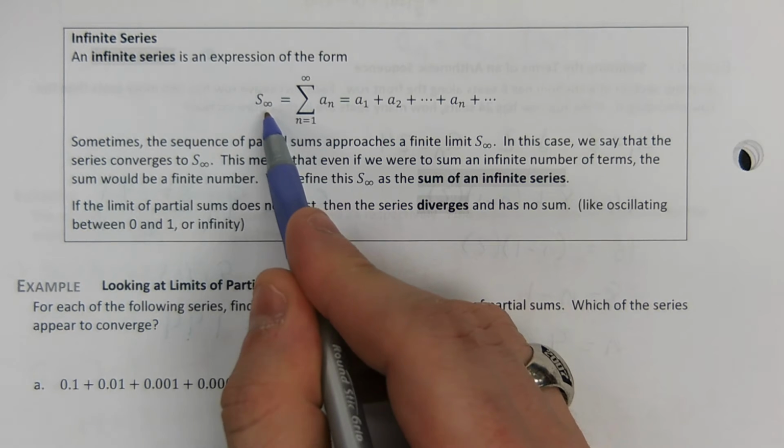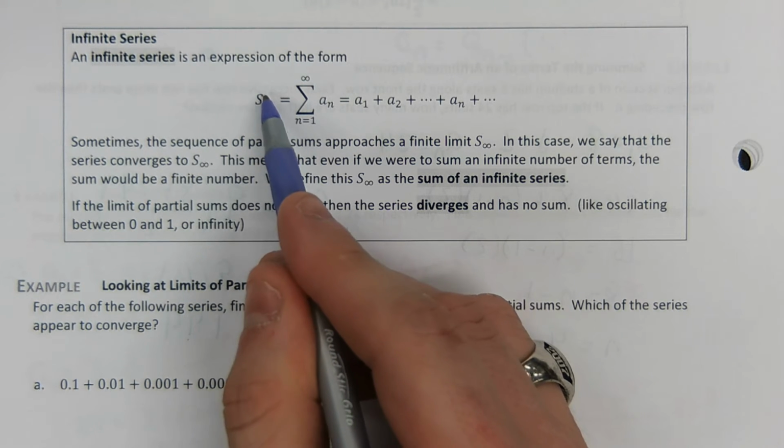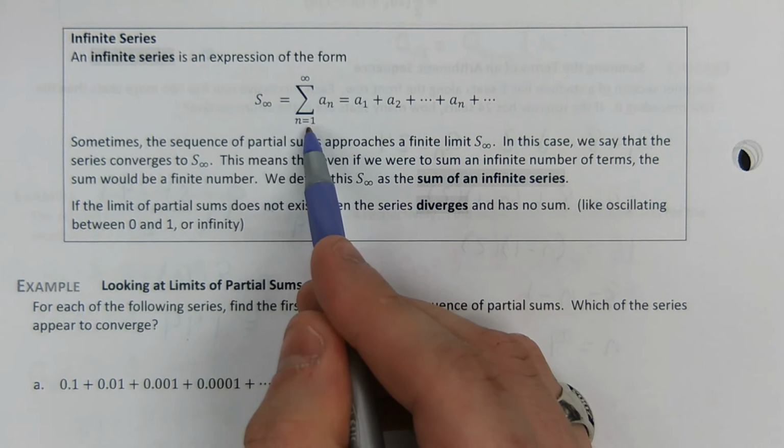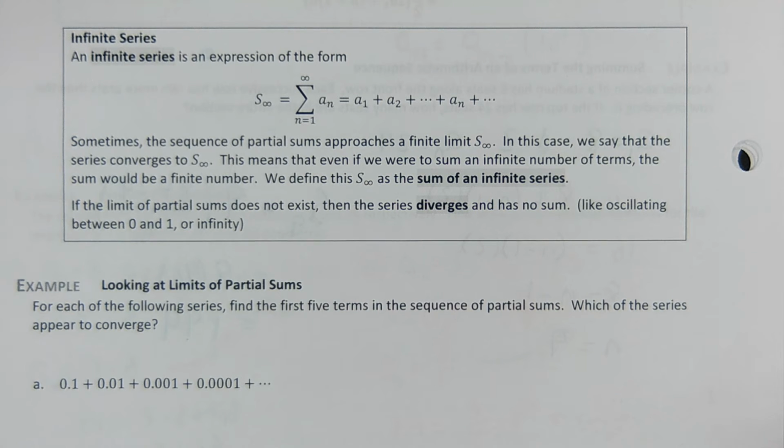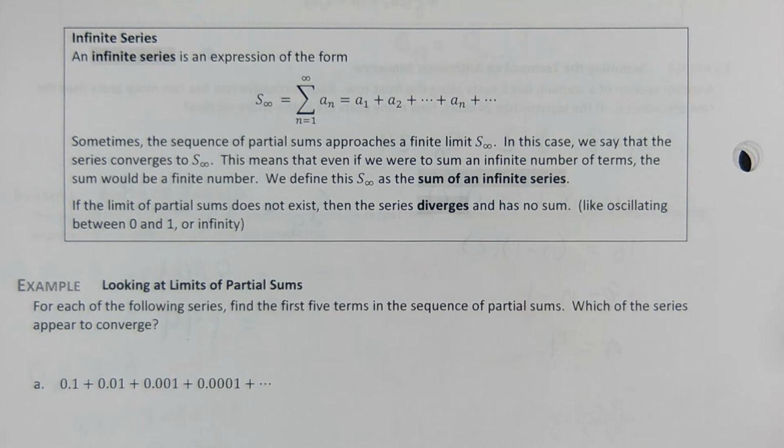So we have here S sub infinity. That means add up all the stuff. This also means add up all the stuff. And if it goes plus dot, dot, dot, that also means add up all the stuff. Sometimes adding up all the stuff in an infinite series heads towards an actual number. And when that sum is an actual number, we say that that series converges. Now, if it doesn't go to an actual number, if it goes to one of the 2 infinities, or if it oscillates between values, then we just say that the series diverges, just like you would have said for a sequence.